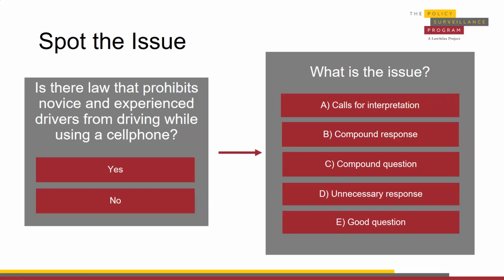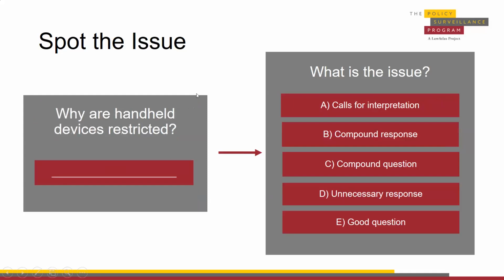All right. Next question. Why are handheld devices restricted? And I might give away the answer here, but there's a blank here. So, if you guessed A, that this calls for interpretation, then you're correct. There's not an observable feature here, and by having a blank answer choice or one that's text-based, we don't want that kind of answer choice in our data set because it's something that you can't consistently capture across jurisdictions.